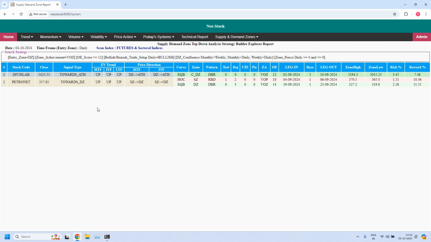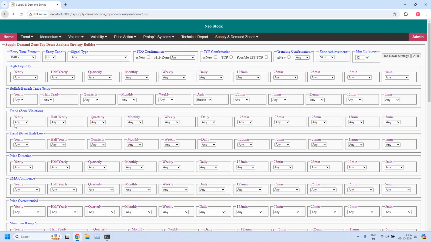Why HTF zone? Because the daily zone is part of weekly, again daily and weekly together are part of the monthly zone. And if the monthly zone is having monthly EMA confluence, it's a high probability setup. So I am going back to look for EMA confluence. That's why the monthly demand zone should have monthly EMA confluence. We need to enable this filter.